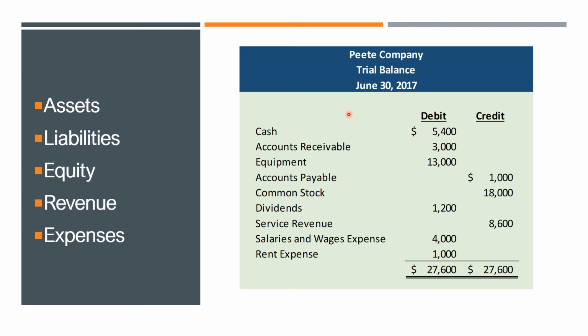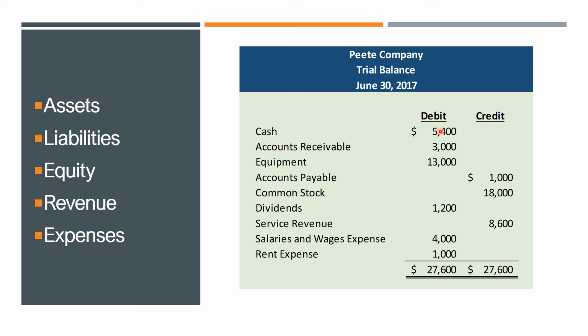So we have all of our assets, cash, accounts receivable, and equipment on the debit side of the equation. We have our accounts payable, which is a liability, on the credit side. Common stock, which is equity, on the credit side. Our dividends, because it's a payment of equity, is a debit side. And our revenue is a credit balance, and our wages and expenses are debit balances.